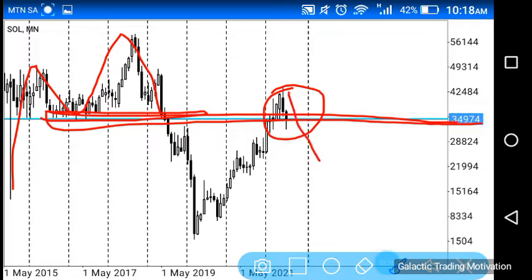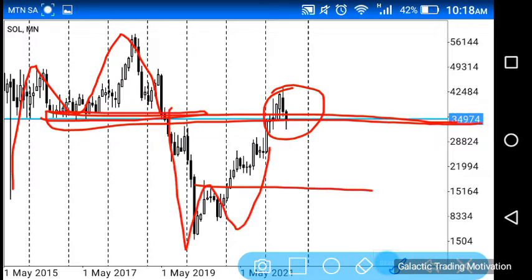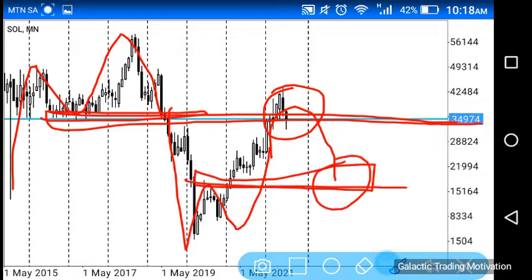So that's what may happen next, and that is also because, as I said, we have this W structure over here, and the neckline of the W structure is over here. And what may happen is price may come back again to the neckline to retest it once more. And that is because this neckline is also a very strong area of support, right?